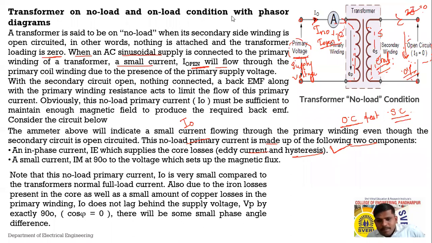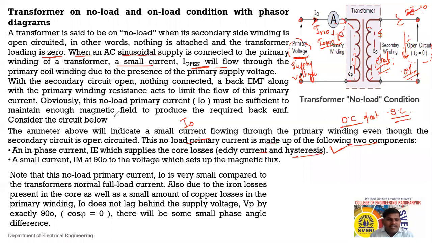Okay. See, this no load current, that is the current taken from the supply, is divided into two components. One component is an in phase current, that is IE, which is used to supply or overcome the losses. The losses are eddy current loss and hysteresis loss. And a small amount of current, that is IM. So one component is the working component and the other is the magnetizing component.